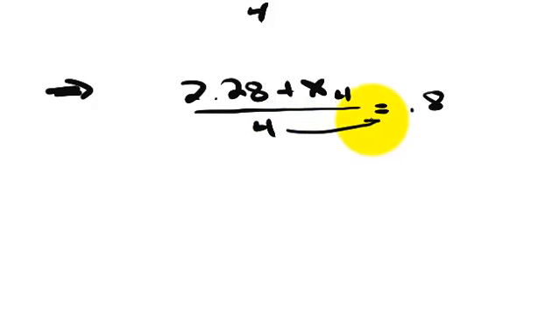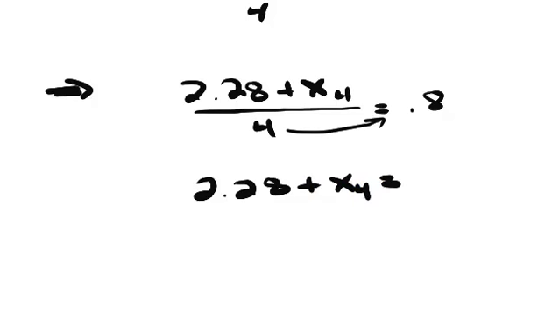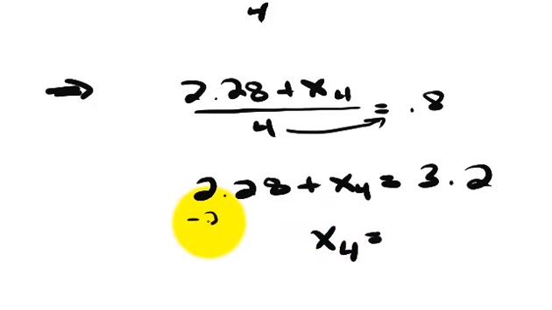So I'm going to multiply this 4 over to the other side. So we're going to get 2.28 plus x4 equals, and then 4 times 0.8 is 3.2. And then when I solve for x4, it means I'm going to subtract the 2.28 from both sides. We're going to get 0.92.